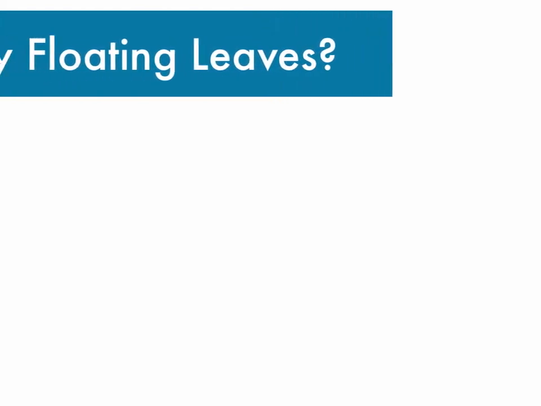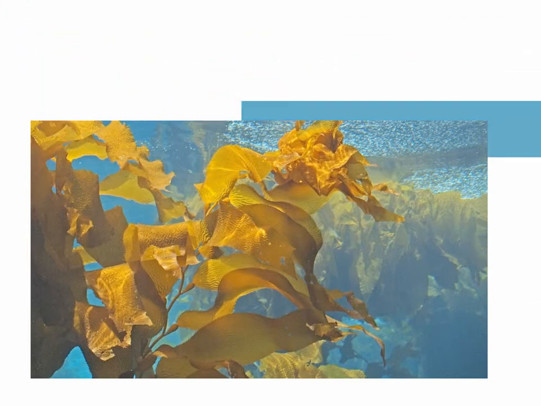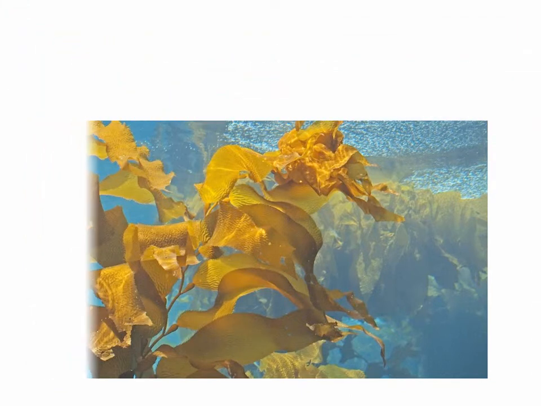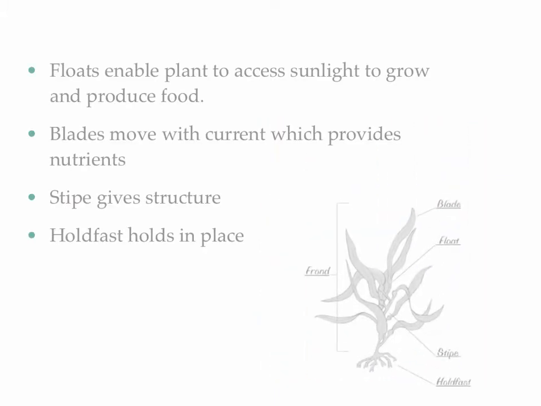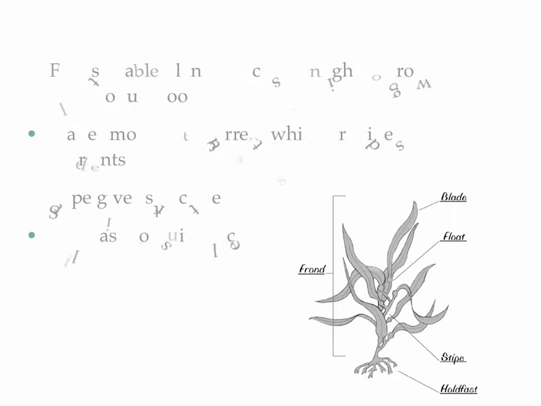And what about the floating leaves that we investigated? The leaves that have the float on them that's filled with gas. What purpose does that serve? The floats enable the plant to access the sunlight and grow and produce food. The blades move with the current, which provides the plant with nutrients. The stipe will give it structure, much like the stem of a plant, and the holdfast holds everything in place.